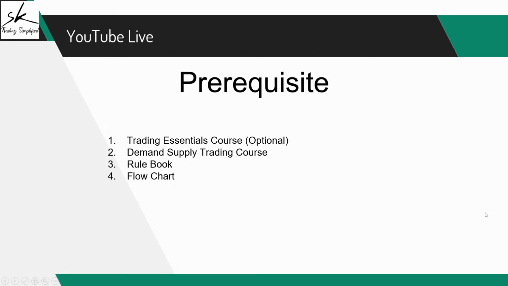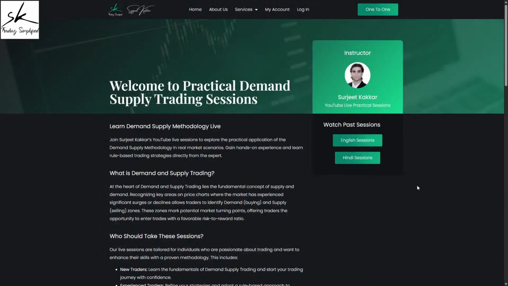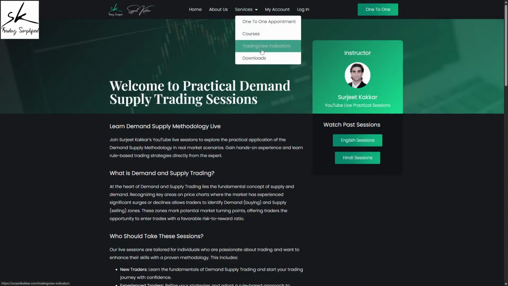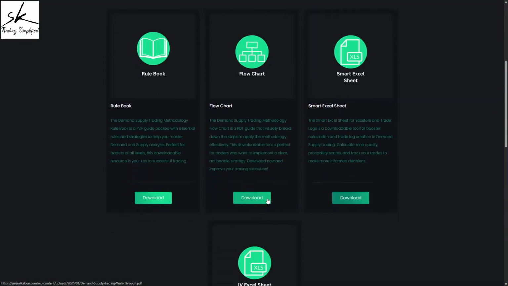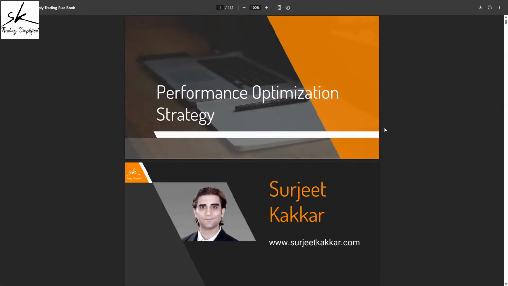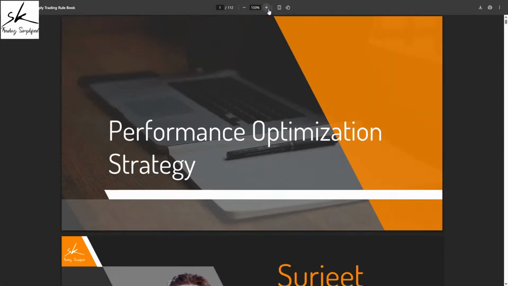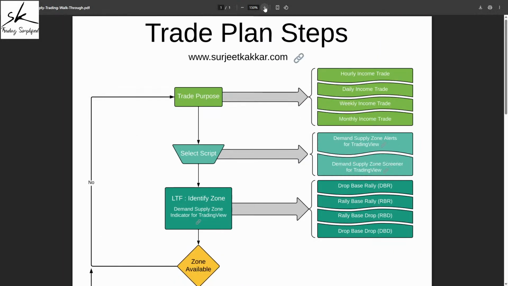The next thing is when you see me doing the analysis during these practical sessions, I use two documents. One is the rule book and the other one is the flowchart. So how can you access these documents? Again, very simple. Under services, you'll be able to find downloads, and under downloads, you can see the first one is the rule book. The second one is the flowchart. So you can download from here, and that's your rule book and that's your flowchart. Perfect. So that basically covers all the prerequisites, and now we can start with our session for today.